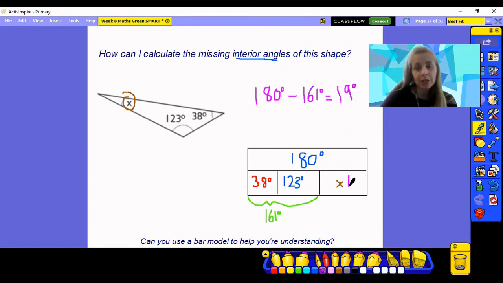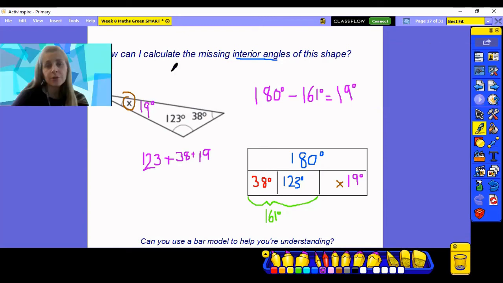So we can start filling that information into our bar model and into the diagram. Then we can check that we have indeed found the correct missing angle, because if we were to add together our amounts, so we've got 123 here, plus our 38, plus our 19 that we've just uncovered, this will get us back to our total of 180 degrees, which is the sum total of the interior angles of a triangle.